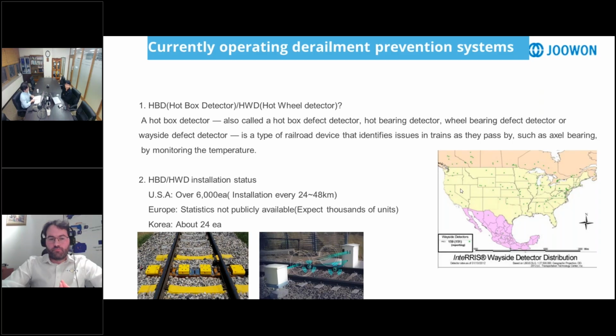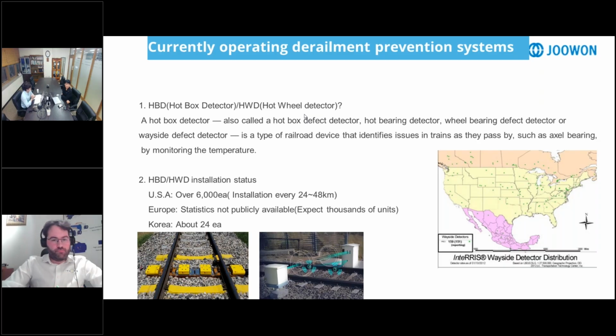Before our system, there were also competitors. Previously there were two ways to measure the temperature of axle bearings. The first one is the hot box detector. The second one is the hot wheel detector. However, their problem is that they were not designed to reflect the bogie structure that is connected to the axle bearing. I will share more information about this later.